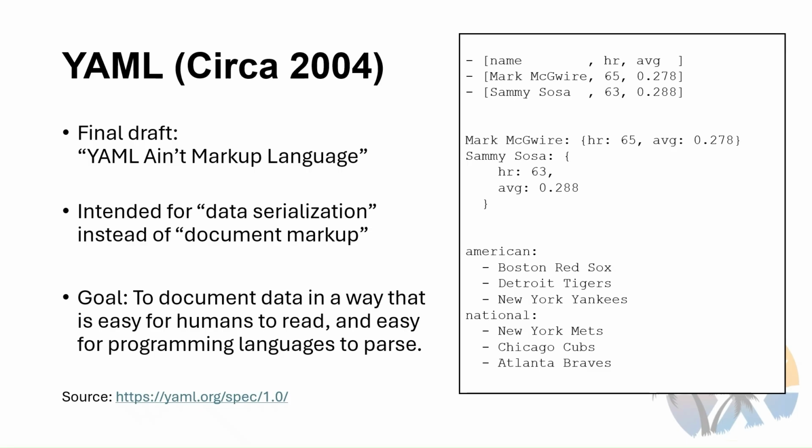So the goal is to document data in a way that is easy for humans to read and easy for programming languages to parse, easy for a computer to parse. So here is some of the examples he included in one of his spec release publications. So it looks like you have an array at the top, but then each hyphen is like a list. It's like going down in an order, a sequential list. You have Sammy Sosa, which then contains within it the home runs and the batting average, and so on.